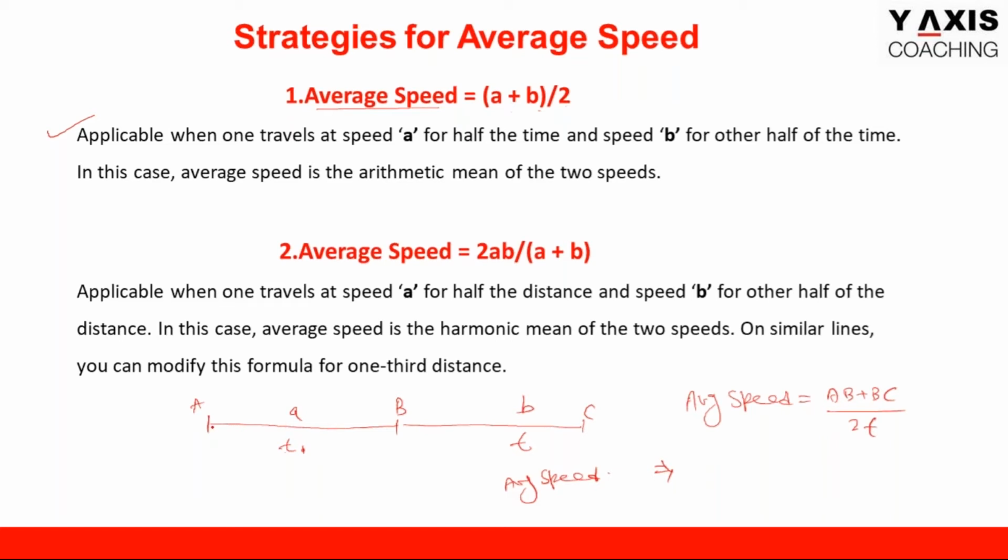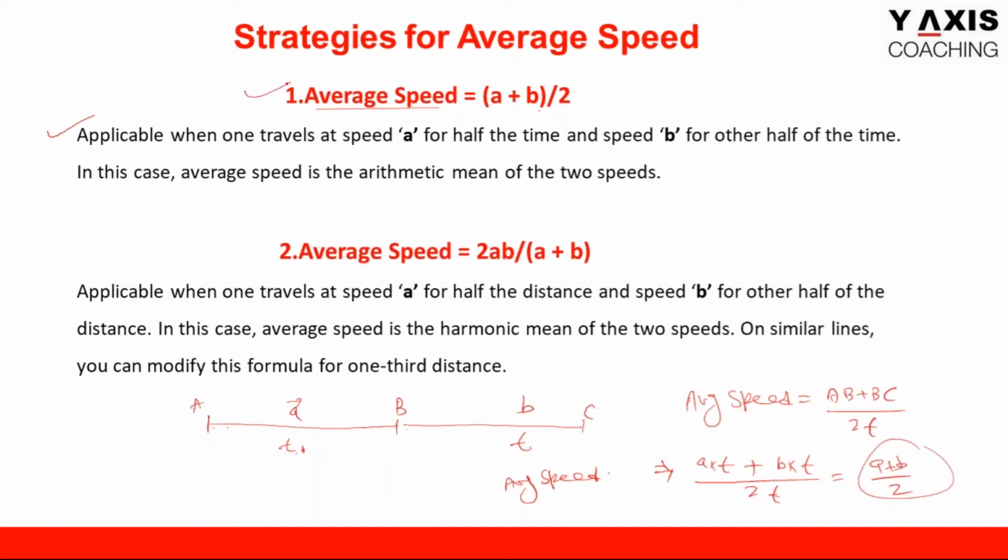distance from A to B. How to find the distance? Distance is nothing but time into speed. The speed is A, time is T, so we can say A into T. Similarly, the next one is going to be B into T, divided by 2T. And if we take T common and cancel from numerator and denominator, finally we're getting A plus B divided by 2.